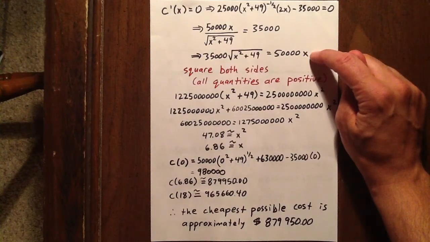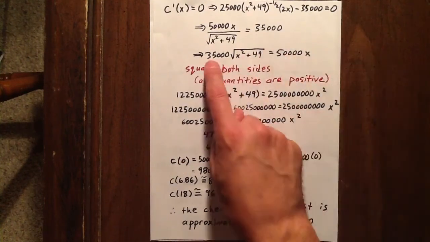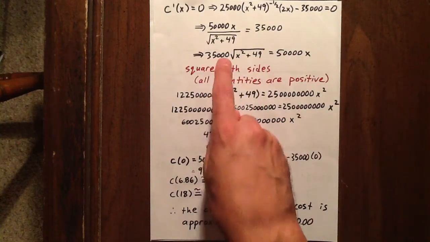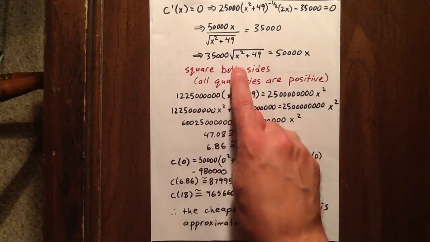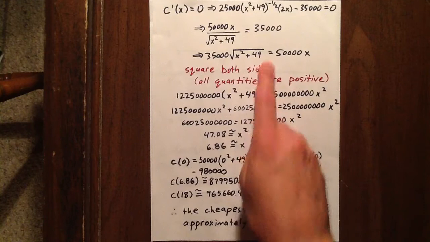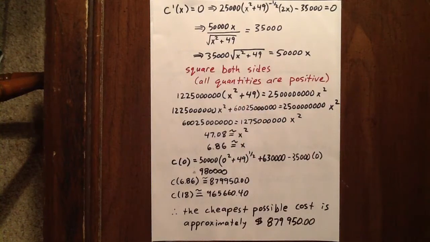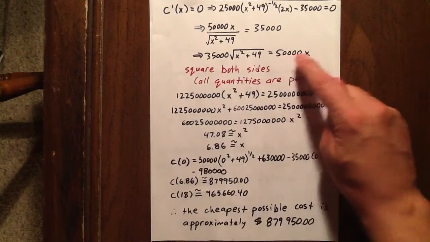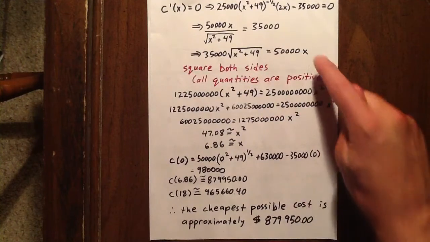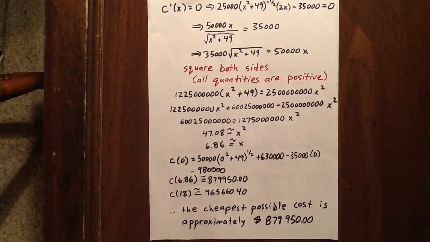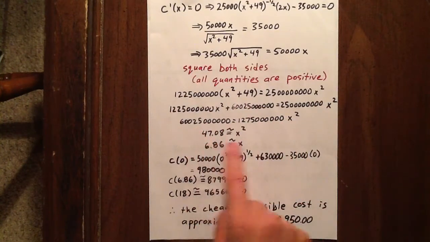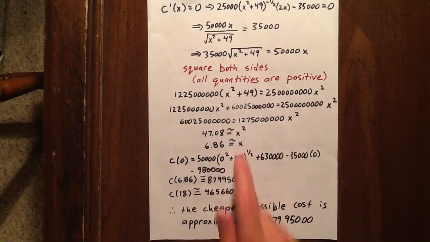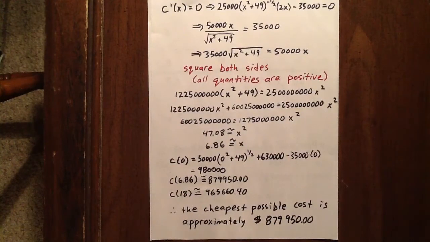Now we know that all values are positive. x is a positive number, so in order to solve it we can square both sides. The square of 35,000 is this massive number here, and this expression squared is simply x squared plus 49. Squaring 50,000 gives this massive number, and squaring x gives this number. So distributing here and isolating the x, we get that x is approximately equal to 6.86.